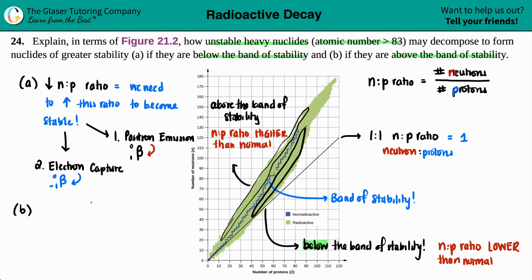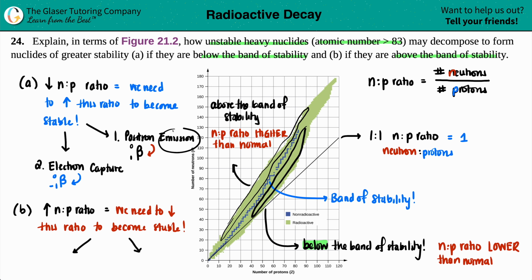Now, for letter B, what about if you were above the band of stability? Well, that means that originally your N to P ratio, the number of neutrons to protons, is way high. So what we have to do is lower this ratio. And it turns out that there are two forms of doing that. So there's 2 for the top and 2 for the bottom. So we'll do that this way. And these are your other 2 emissions. So there's basically 3 emission types and 1 capture type.